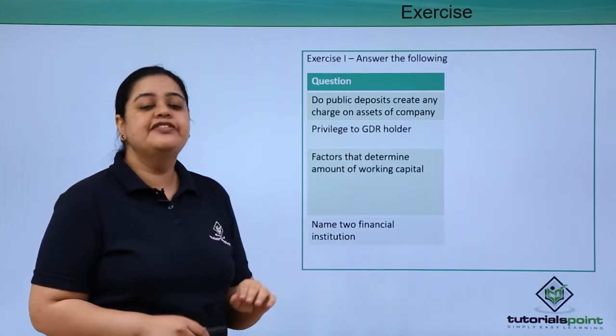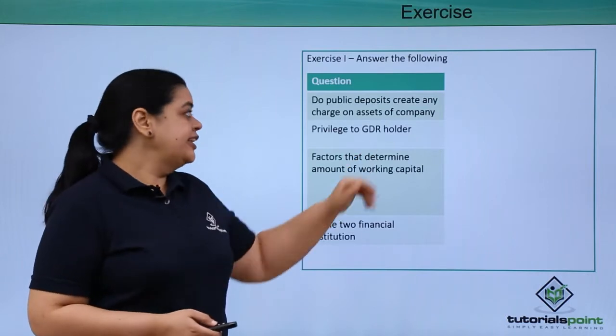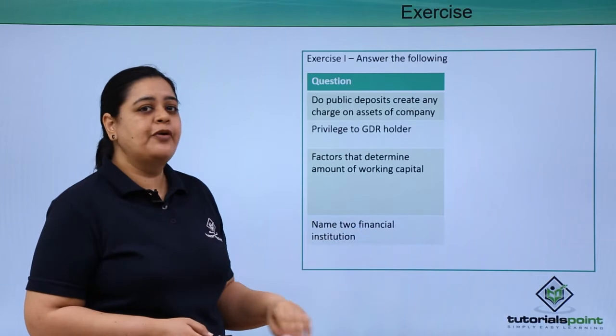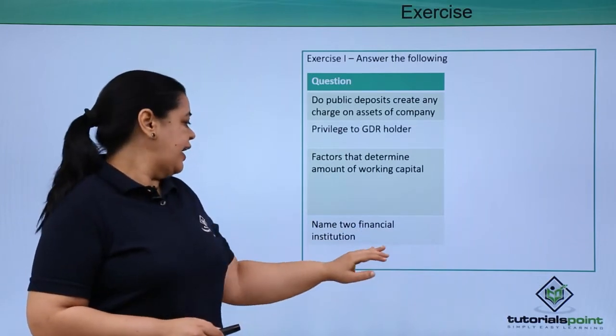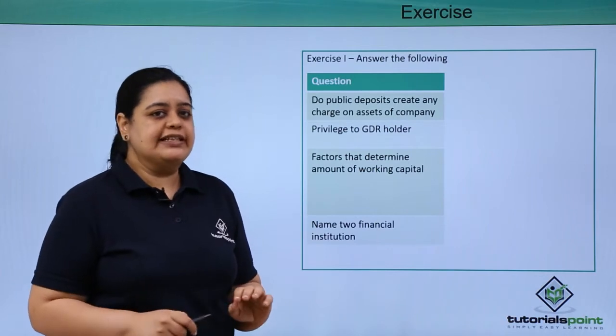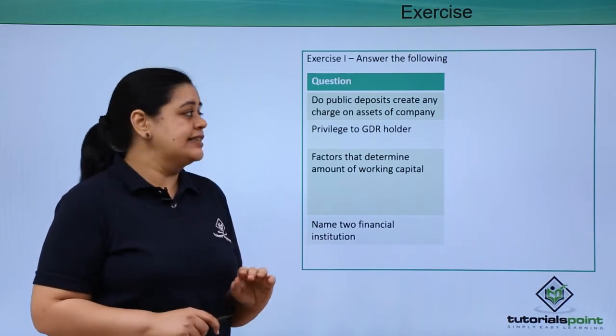Now what is the privilege which is given to GDR holder? Okay, what are the factors which determine the amount of working capital? And you have to name two financial institutions from the ones which we discussed. So let's see what are the answers.